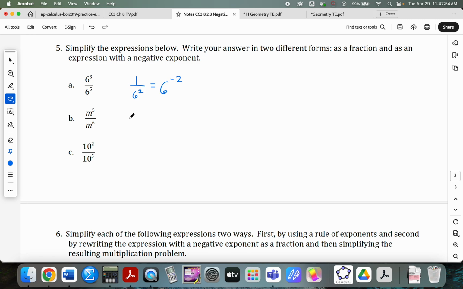All right. As a fraction, what would this be? 1 over m. As a negative exponent, that would be m to the what? Negative first power, exactly.